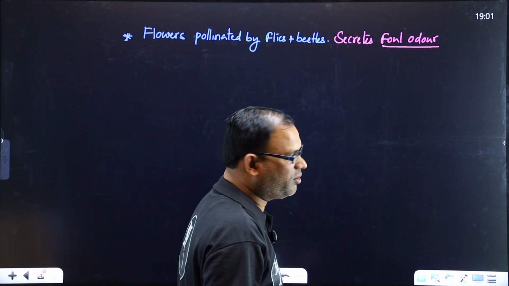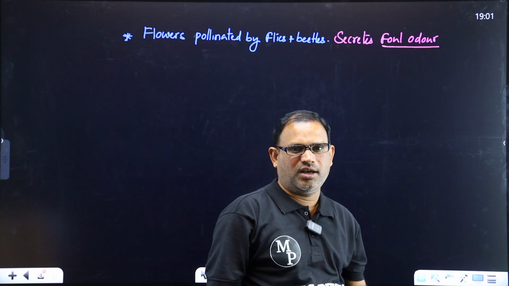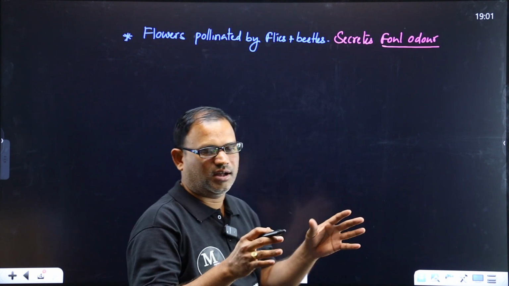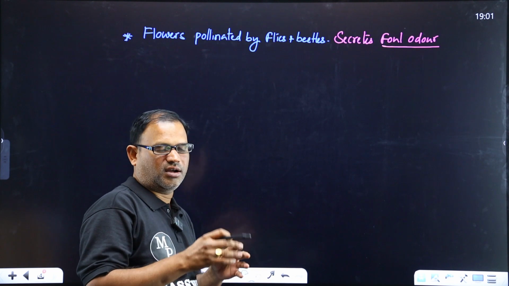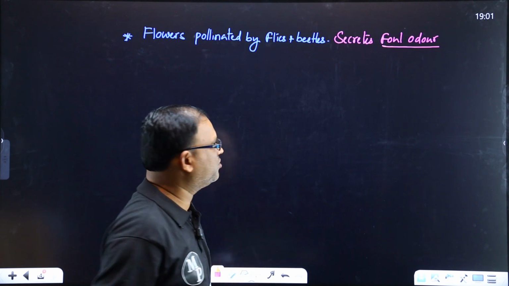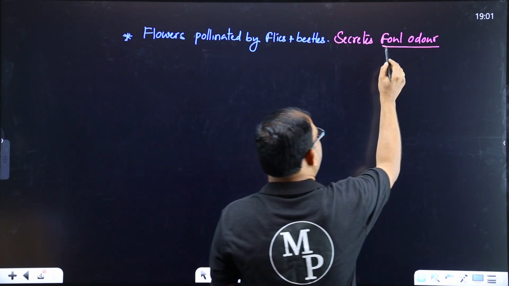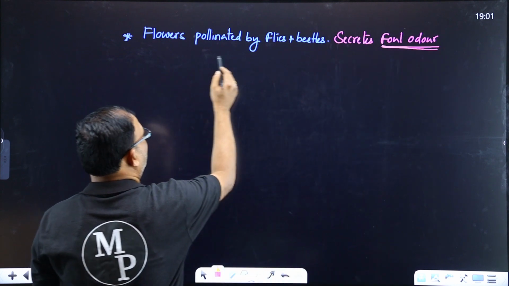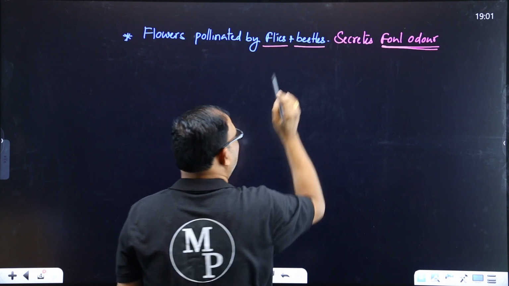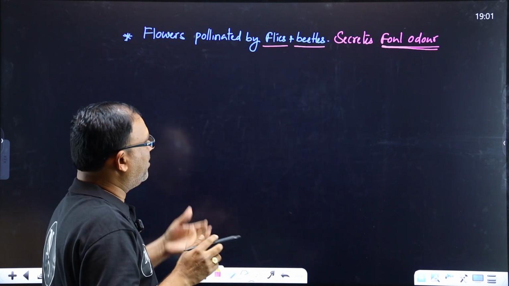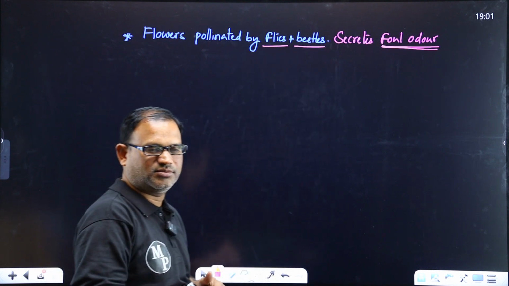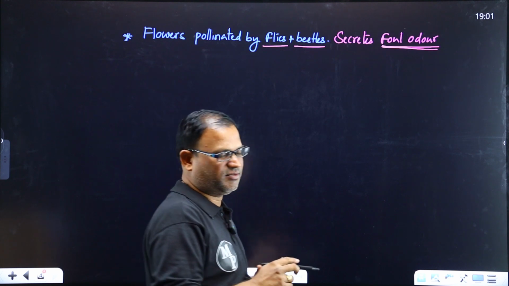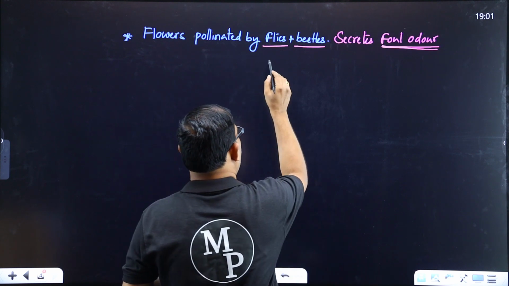ఓకేనా? అందుకే చూడండి, మీకు ఫ్లైస్ ఎక్కువగా కుళ్ళిపోతున్నటువంటి ఏరియా ఏదైతే ఉందో అక్కడ గ్రో అవుతాయి. దే గివ్ ఫౌల్ ఆడర్. సో ఫ్లవర్స్ పాలినేటెడ్ బై ఫ్లైస్ అండ్ బీటిల్స్. వెరీ, వెరీ ఇంపార్టెంట్. ఫర్ ఎగ్జాంపుల్ దానికి ఒకటి చెప్తాను నేను, కరియాన్ ఫ్లైస్. Carrion flies.